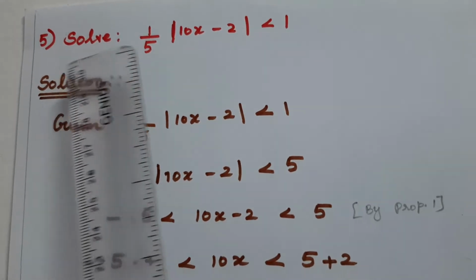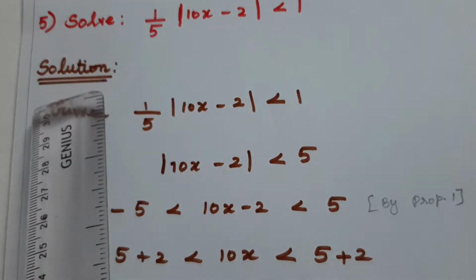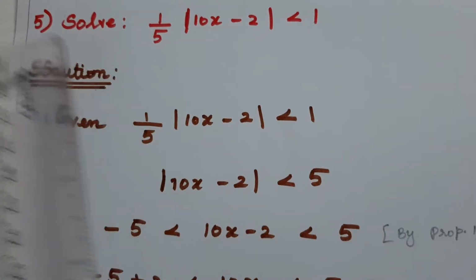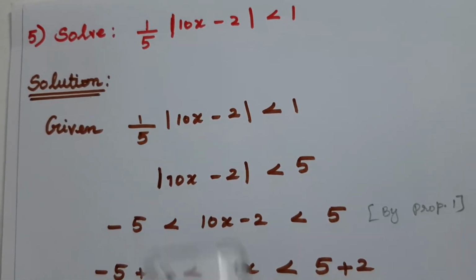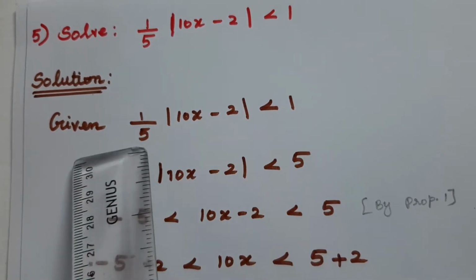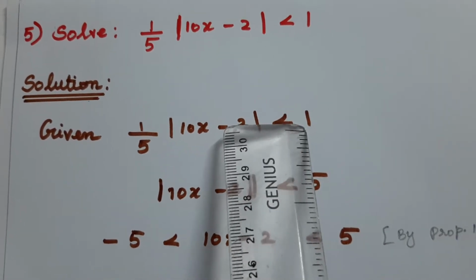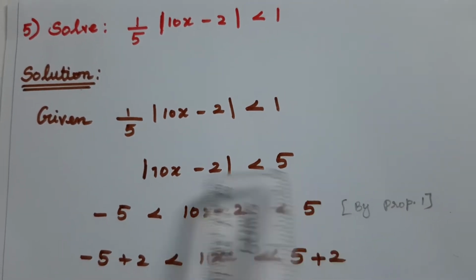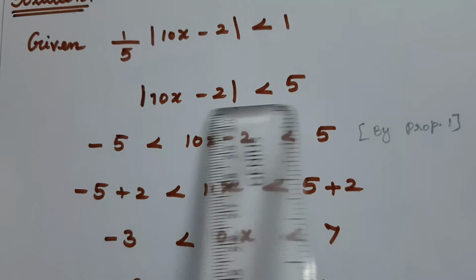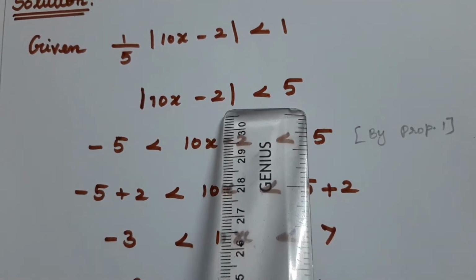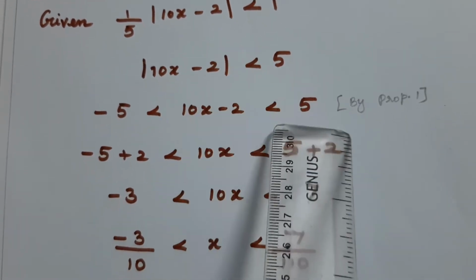Sum number 5. 1 by 5, modulus of 10x minus 2 less than 1. Solution. Given the value, we are going to solve for the value of x, and we are going to give the range of the x value. So, given inequality is this, bring this 1 by 5 to the other side. Since it is in the divide, it goes to the other side as a multiplication. 1 into 5, you will get 5. That is, modulus of 10x minus 2 less than 5. Now, this is by property 1. We can write this as minus 5 less than 10x minus 2 less than plus 5.